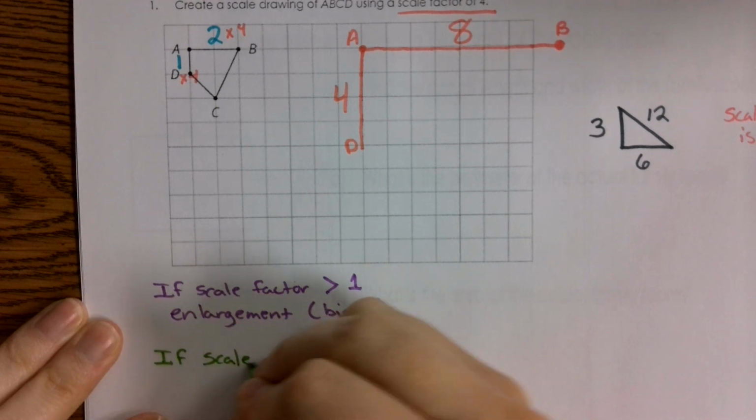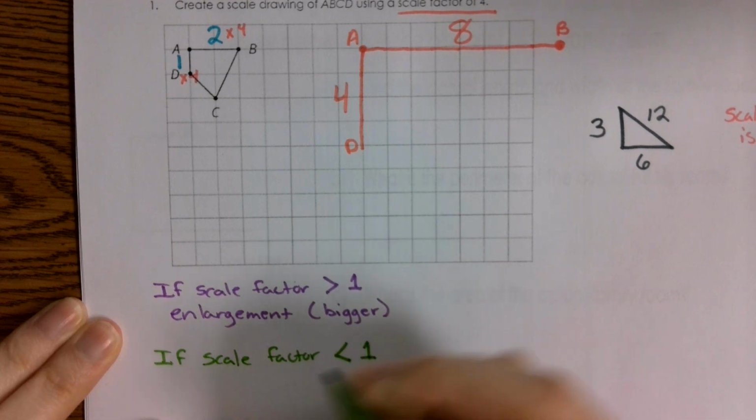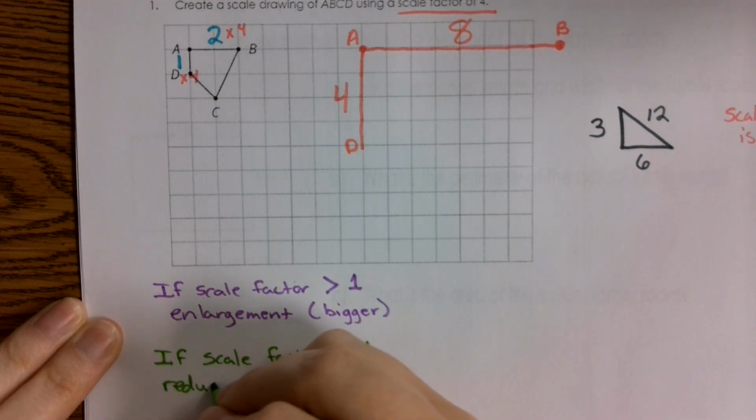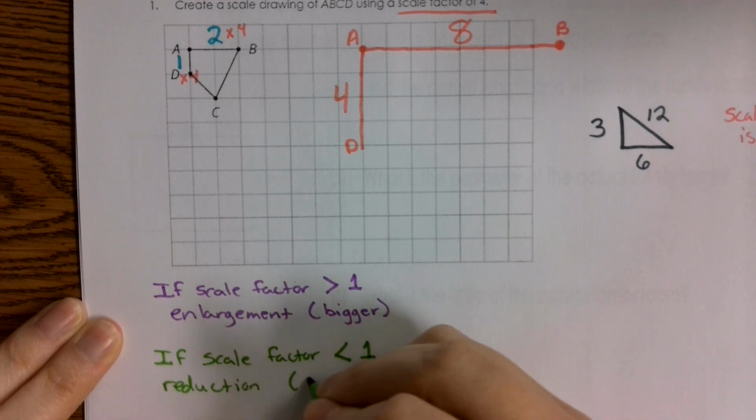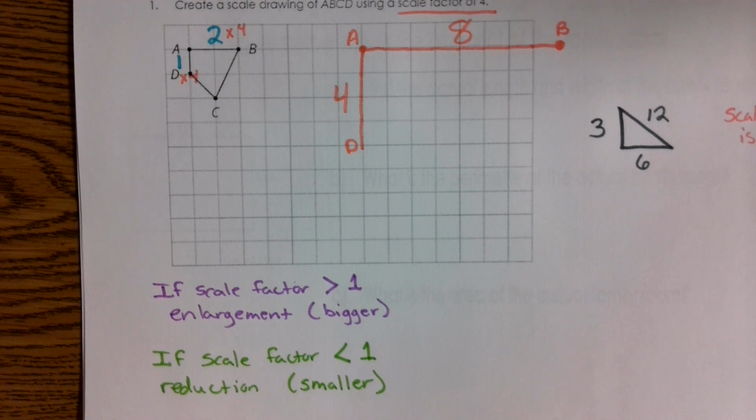If the scale factor is less than 1, then we call that a reduction. Your scale drawing will get smaller. So what we have pictured up at the top with the school bus and the quarter and the map, those are all called reductions. They had scale factors that were less than 1. They reduced the size in order to be able to draw an accurate representation of a larger item.